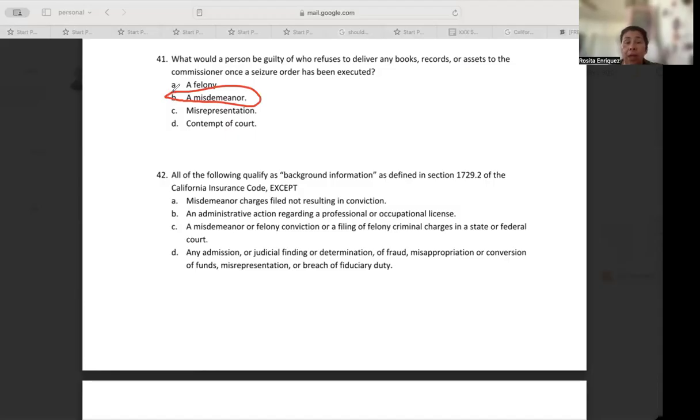Number 42. All of the following qualify as background information as defined in section 17289.2 of the California Insurance Code, except. All of these can qualify as background information, except when the misdemeanor charge filed did not result in conviction. And these are the first 42 questions of the exam.